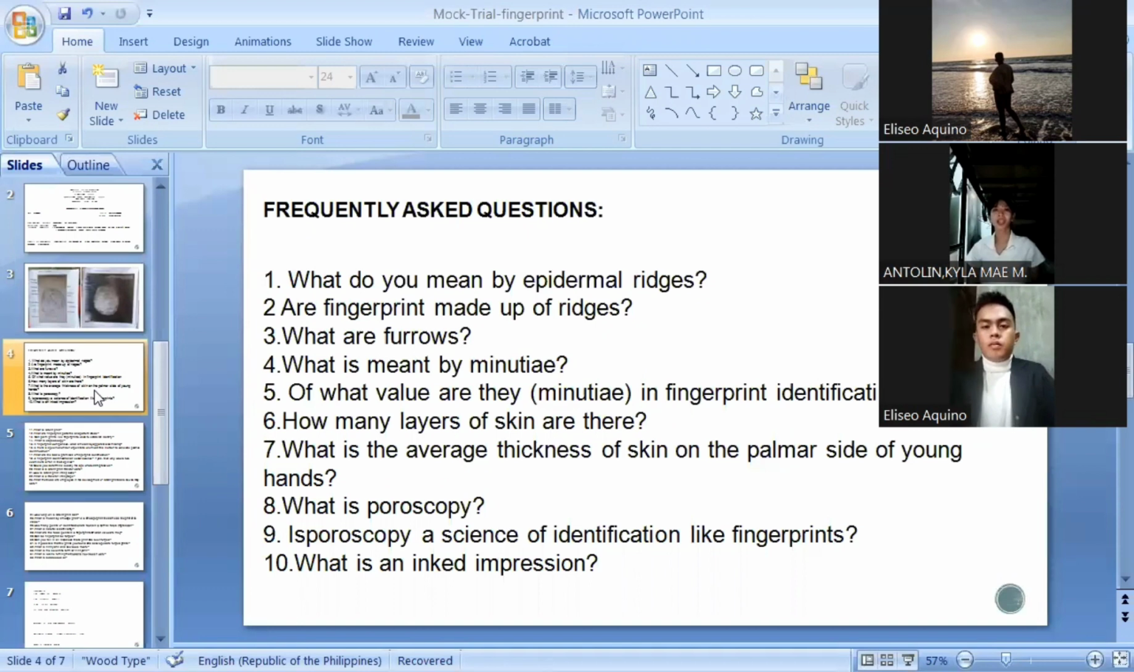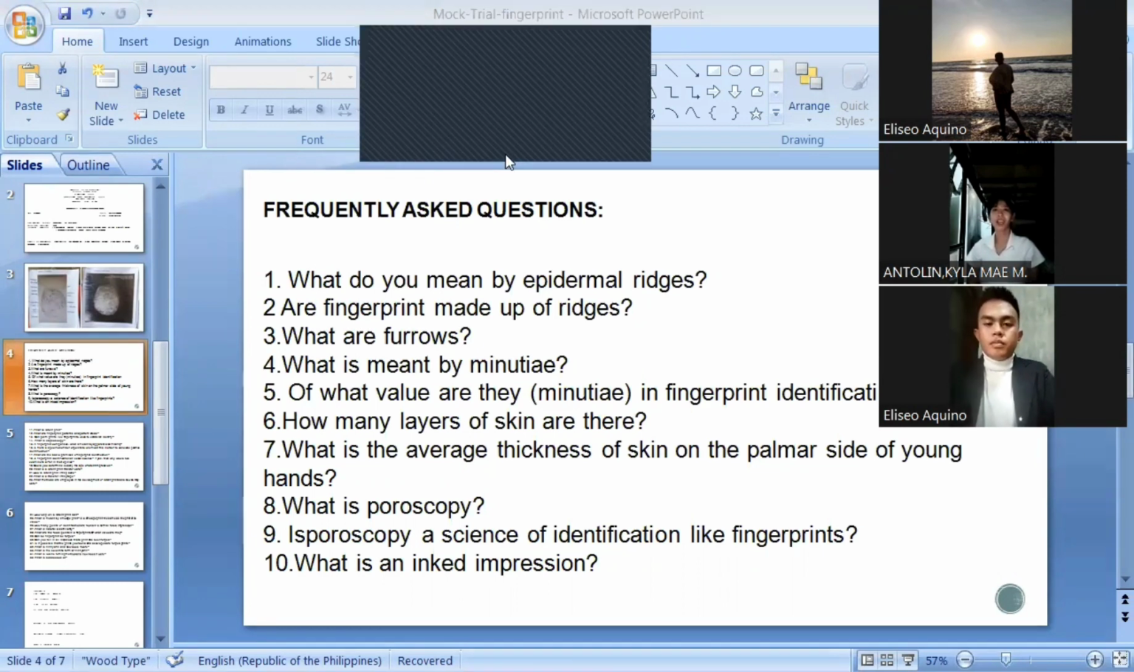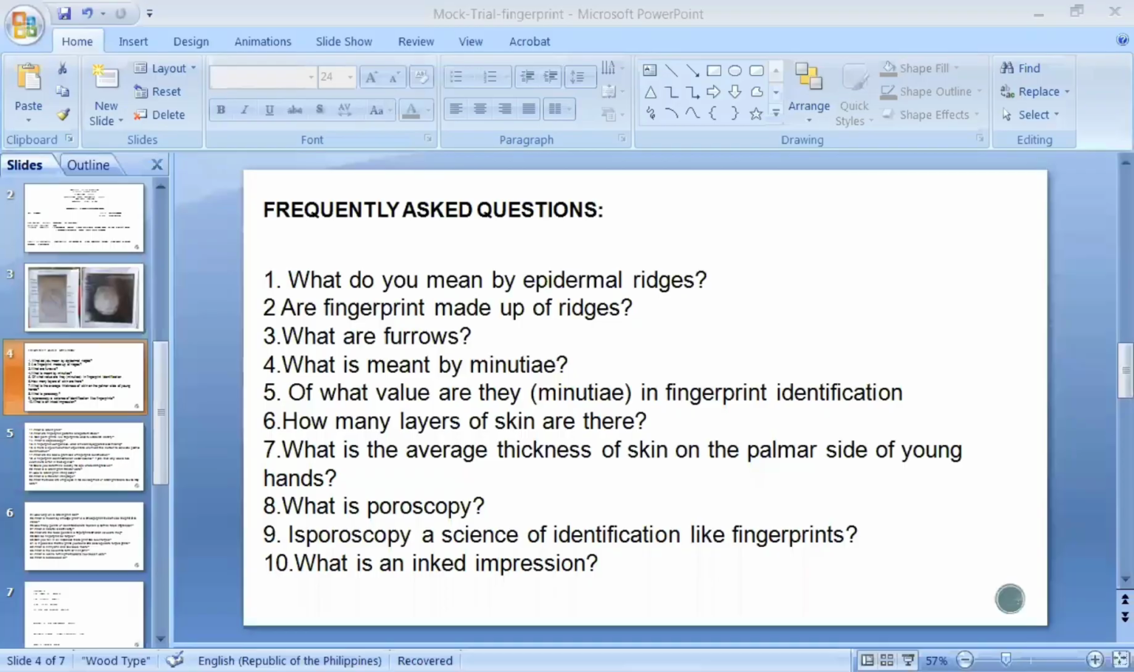8. Poroscopy has been performed using optical microscopes or specialized fluoroscopy lenses to magnify and observe the sweat pores on fingerprint impressions. Then the number 9 is a widely accepted and scientifically proven method of identification due to its uniqueness to each individual. Then 10, ink impressions are commonly used in forensic and law enforcement applications, especially when electronic.